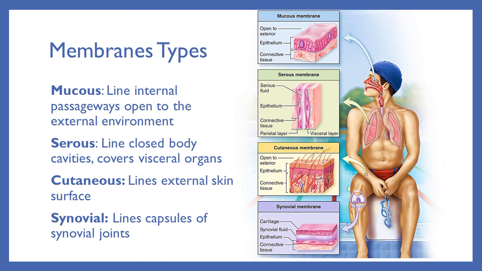Synovial is going to be a membrane that lines the capsules of your synovial joints. Those are what joints? Synovial joints would be the very movable joints, like your knee, for example. We're going to line them in order to help reduce friction, provide that same slippery substance that we saw with the serous. And with that, we are finished with this chapter.